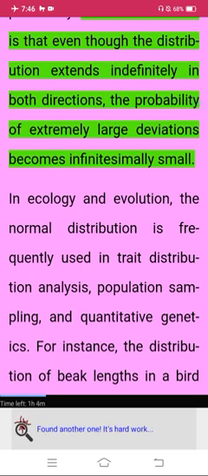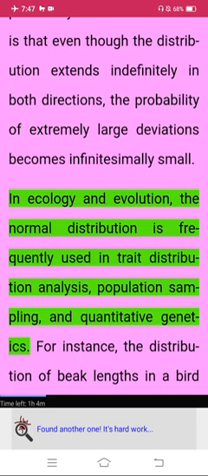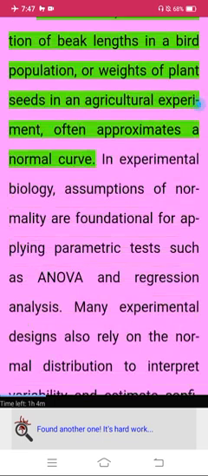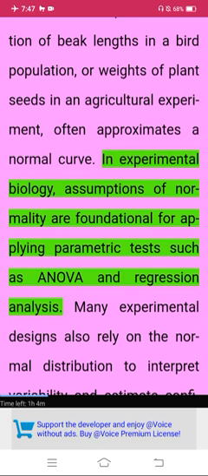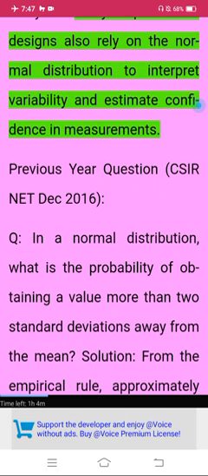becomes infinitesimally small. In ecology and evolution, the normal distribution is frequently used in trait distribution analysis, population sampling, and quantitative genetics. For instance, the distribution of beak lengths in a bird population, or weights of plant seeds in an agricultural experiment, often approximates a normal curve. In experimental biology, assumptions of normality are foundational for applying parametric tests such as ANOVA and regression analysis. Many experimental designs also rely on the normal distribution to interpret variability and estimate confidence in measurements.